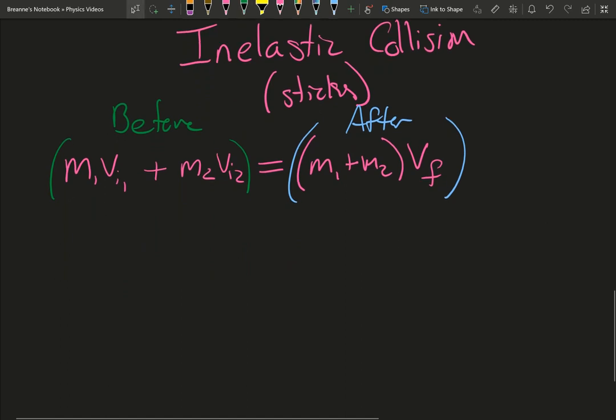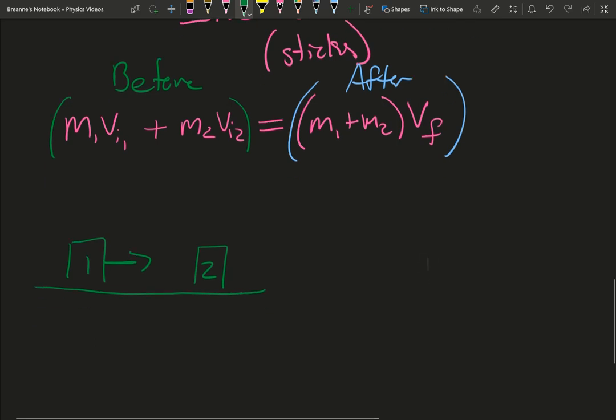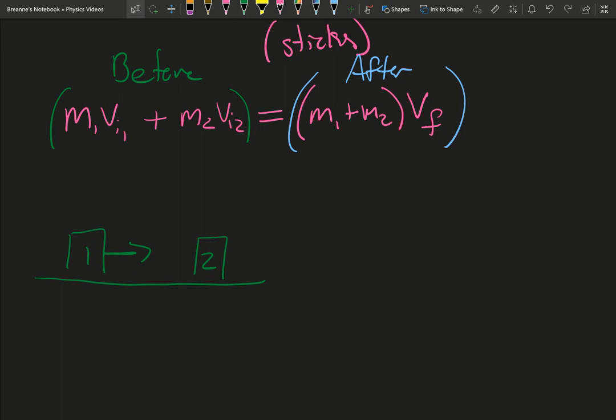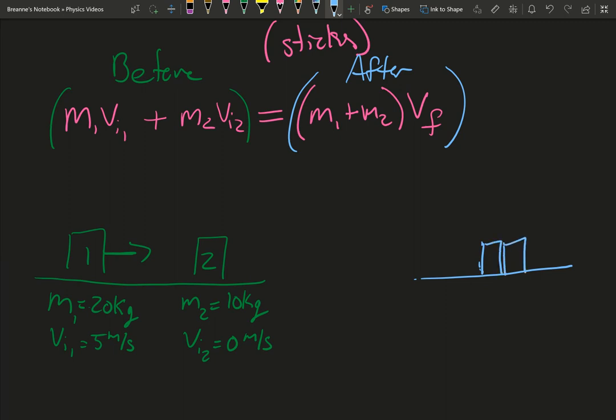So if we're going to draw out a little example again, we're going to keep everything the same, except for the ending. So this is the before. We have block 1, block 2. Block 1 is still going to be 20 kilograms with initial velocity of 5 meters per second. Block 2 is still going to be 10 kilograms with initial velocity of 0 meters per second. After the hit, the two blocks are going to stick together. Block 1, block 2. And they're going to move together in the same direction. So block 1 is still 20.